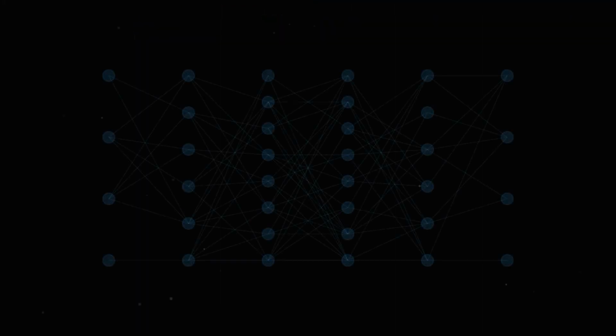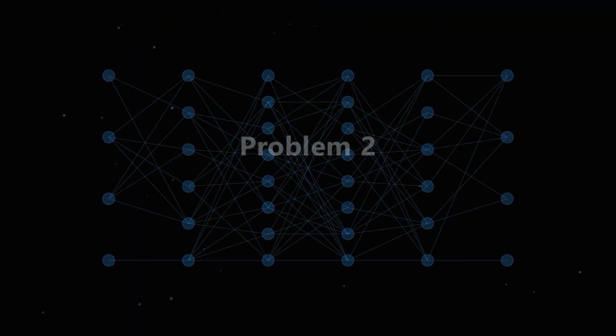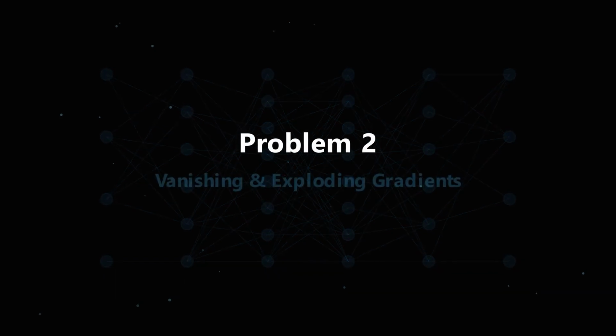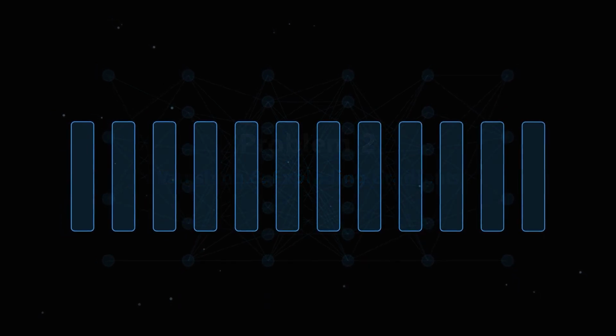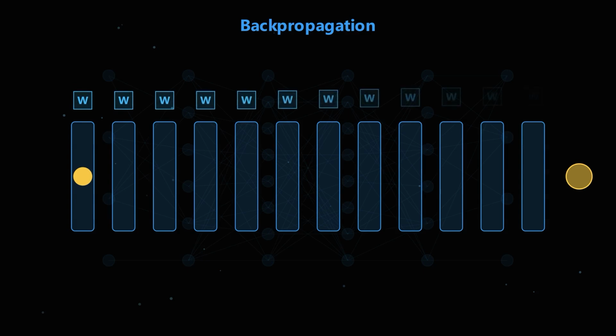Now let's discuss the second problem that we briefly mentioned while discussing the first one. This problem is called vanishing and exploding gradients. To understand it, we first need to understand how a transformer learns. After making a prediction, the error travels backward through every layer. This process is called backpropagation. As the gradient moves backward, every layer multiplies it by its weight matrix. Now imagine this multiplication happening not once, but hundreds of times.